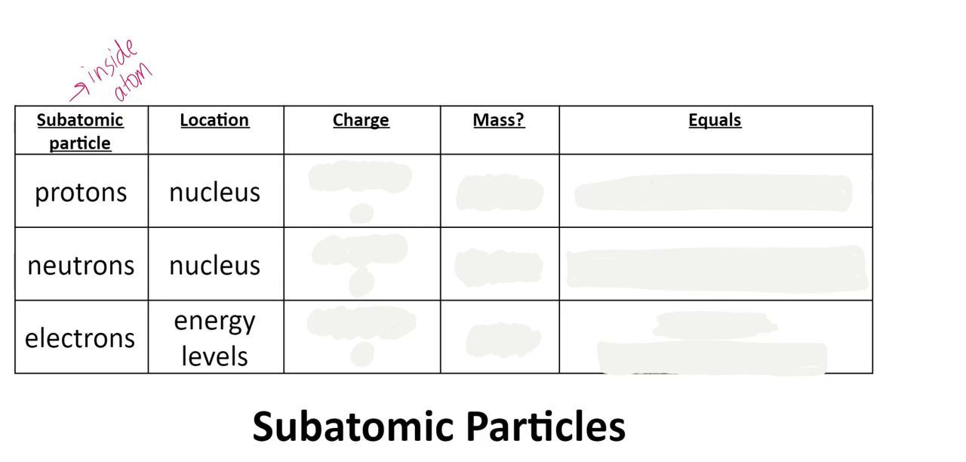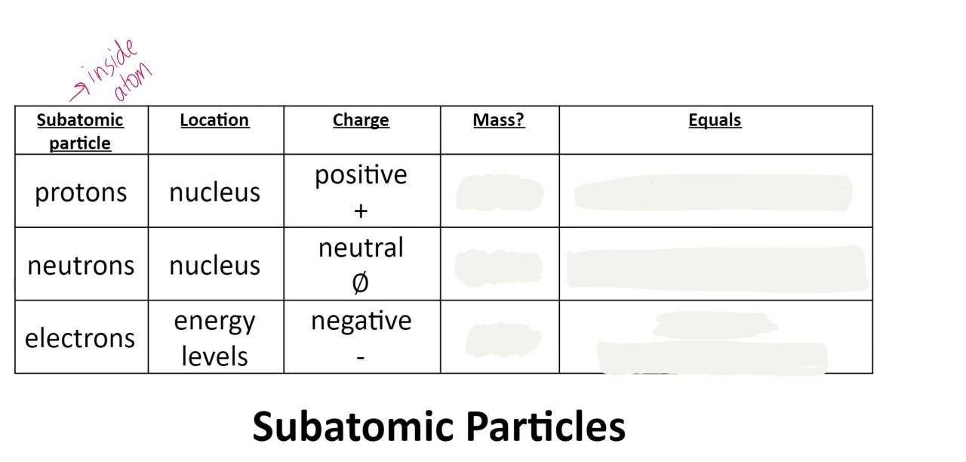Now, they all have different charges. Protons are positive. Oh, good, they both start with a P. That's really easy. Neutrons are neutral, so they have no charge at all. Not positive, not negative, nothing. Electrons are the negative ones.